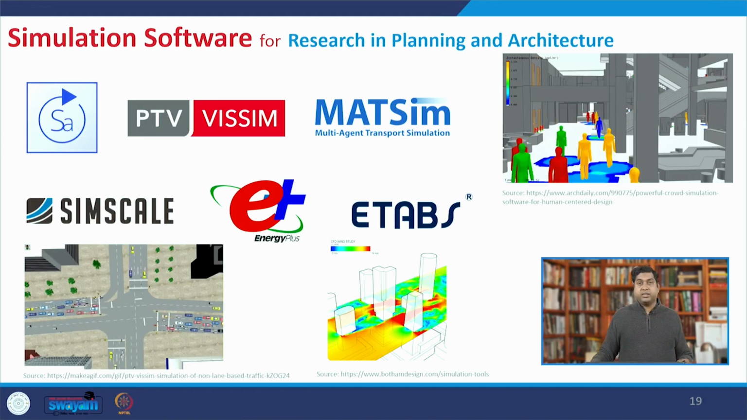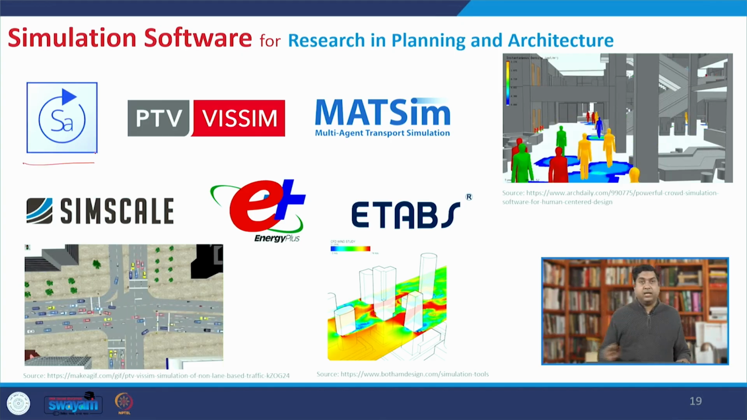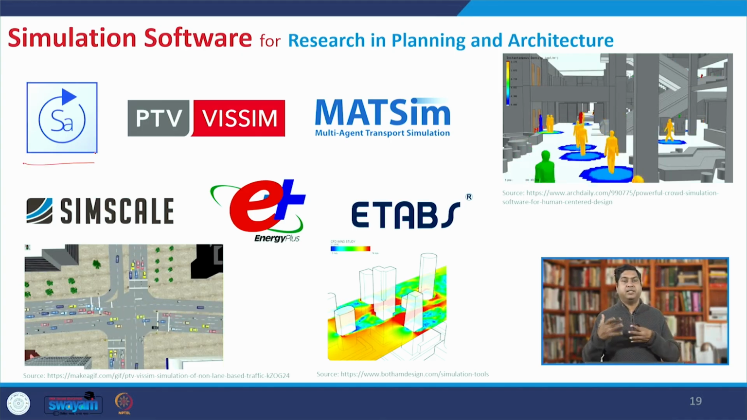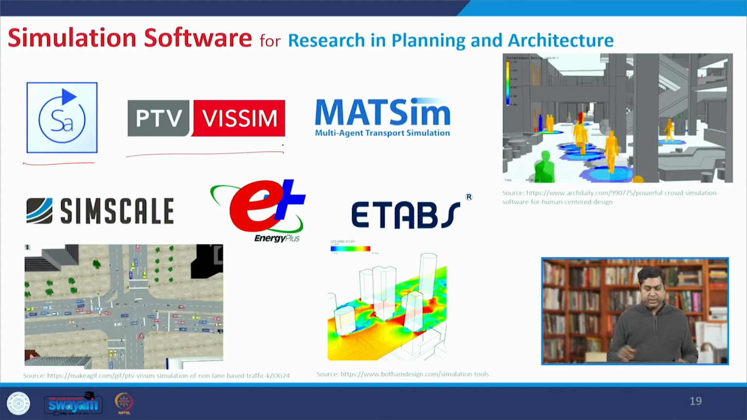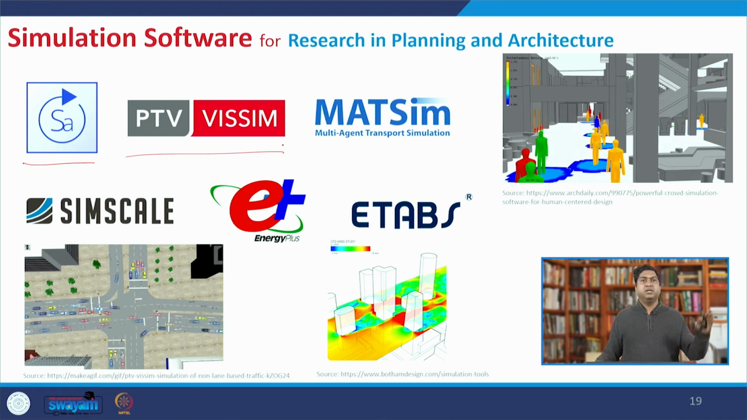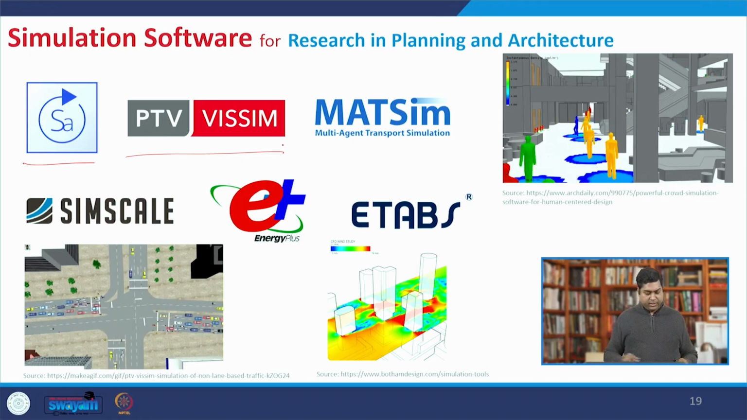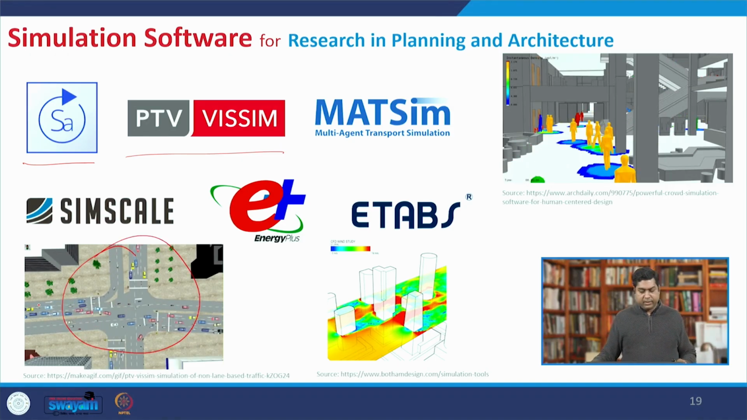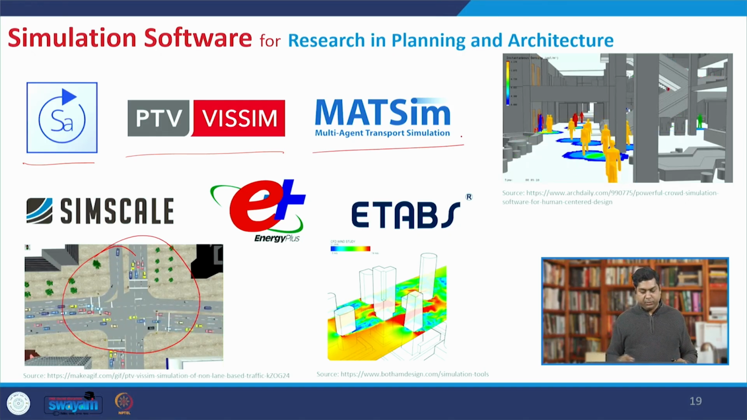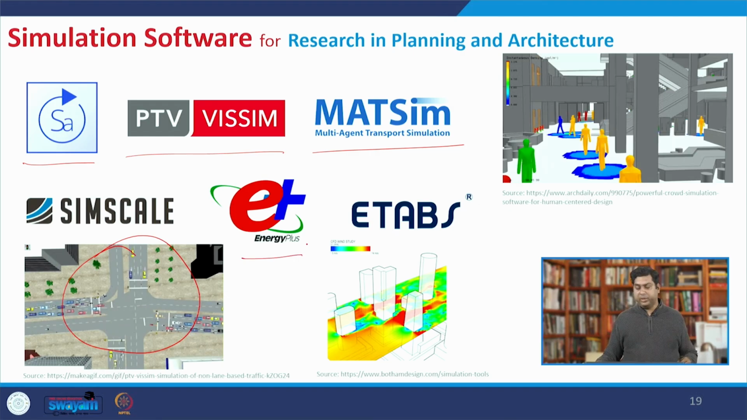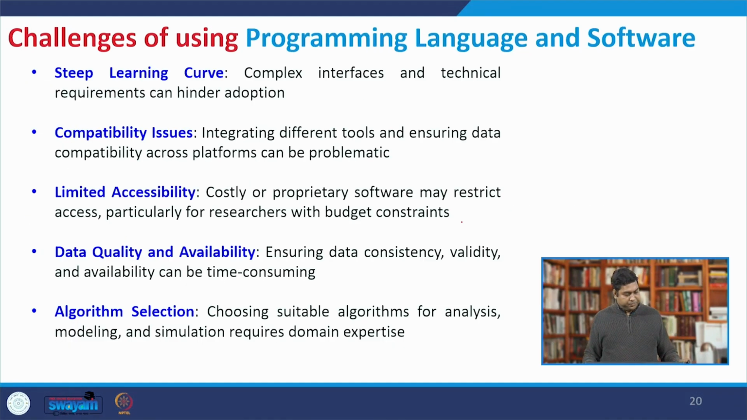Now coming to the simulation software for research in planning and architecture, we have Stella Architect, where we can make certain analyses for system dynamics. We have PTV Vissim, which is often used for traffic microsimulation, that you can see here in this kind of analysis. MATSim is for multi-agent transportation simulation. You have EnergyPlus for energy simulation. ETABS I have already mentioned for structural performance simulation.